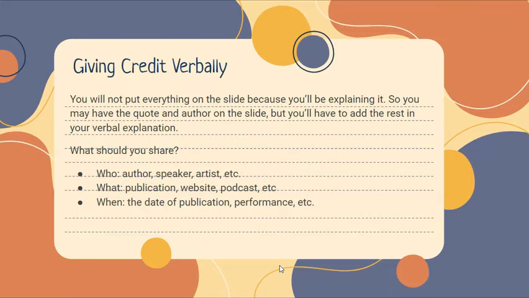So let's start with the first one, giving credit verbally. You will not be putting every piece of information that you need to share on the slide because you're going to explain it. You may include the quote and the author on the slide, but you'll have to add the rest of the information as you explain it. That way you are talking about it and the people in the audience are not just reading it.